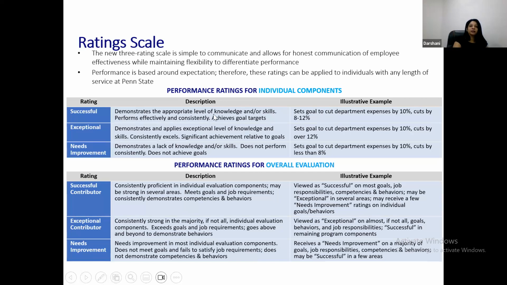Demonstrate the appropriate level of knowledge and skills. Performs effectively and consistently. Achieving goals and targets.